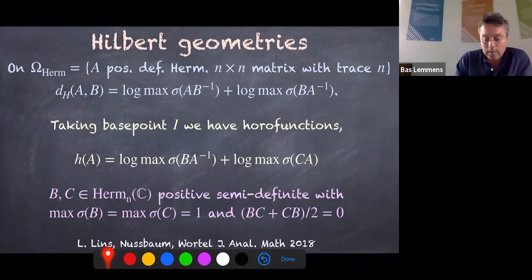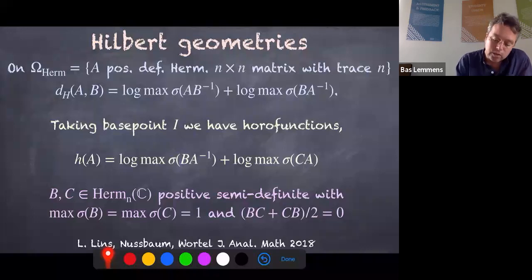Okay, so again, we can compute in this case the Horo functions explicitly. And namely, what we can do is take the base point to be the identity matrix, which has trace n, obviously. And so the Horo functions are given like this over here.